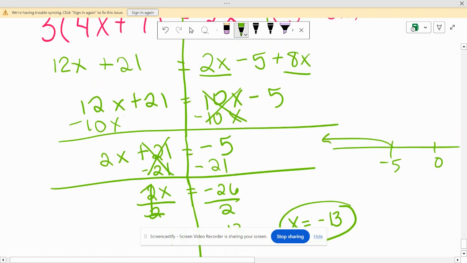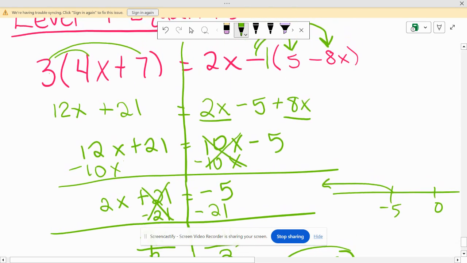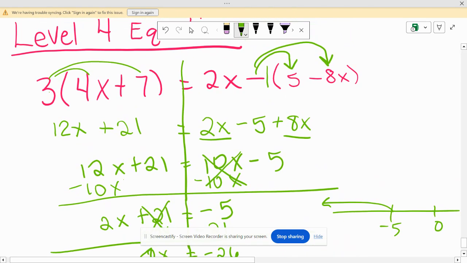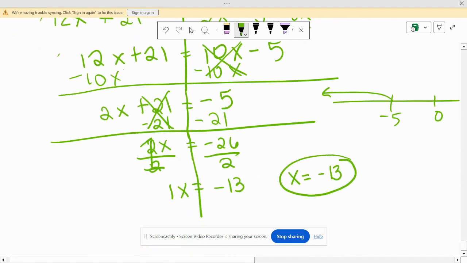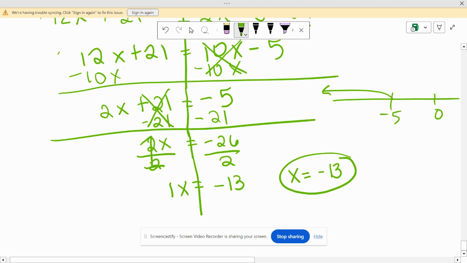And you can go and plug in negative 13 at any one of these points to check your work. Usually it's best to start with the original one in case you made an error somewhere below that. But our answer is x equals negative 13.